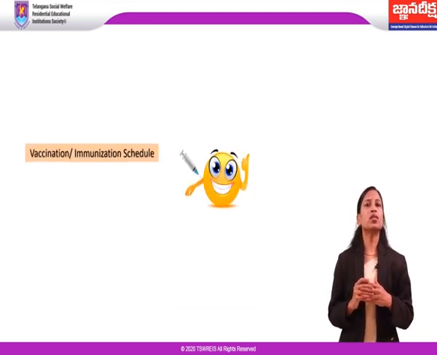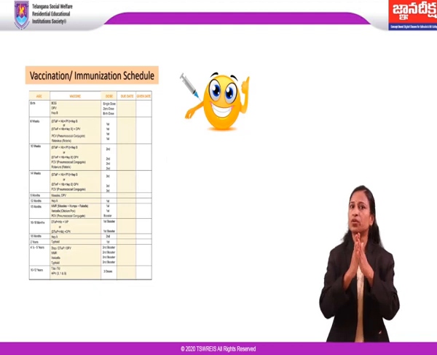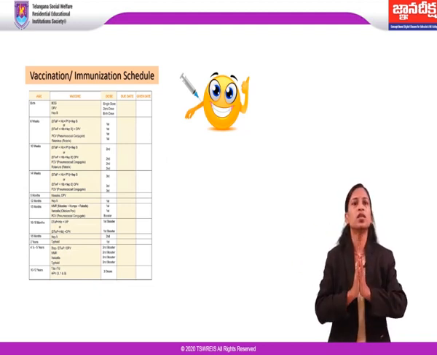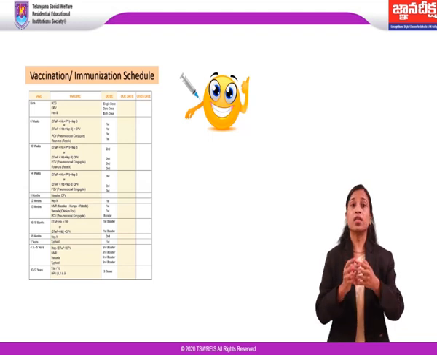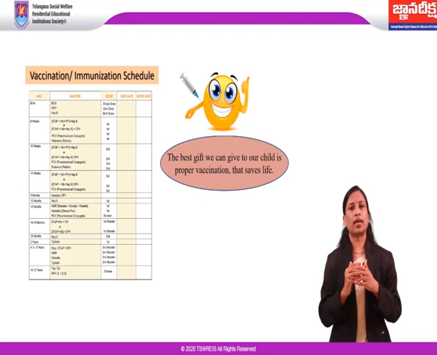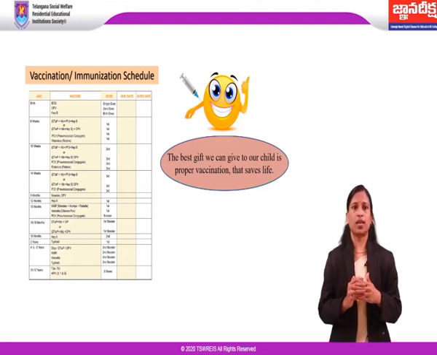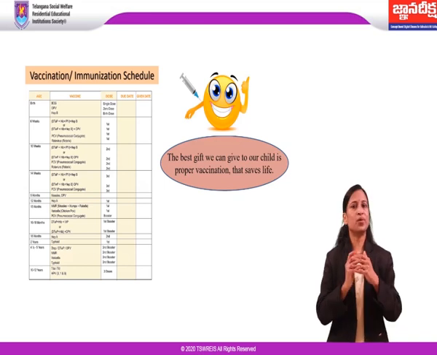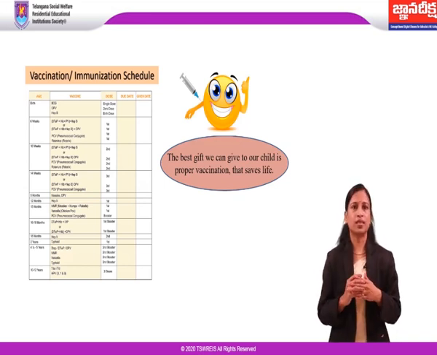Vaccination is the process of vaccine administration to immunize people. This table represents the National Immunization Schedule. The best gift we can give to our child is proper vaccination. It is vaccination, not vaccines, that saves lives. So, don't forget to immunize your child.